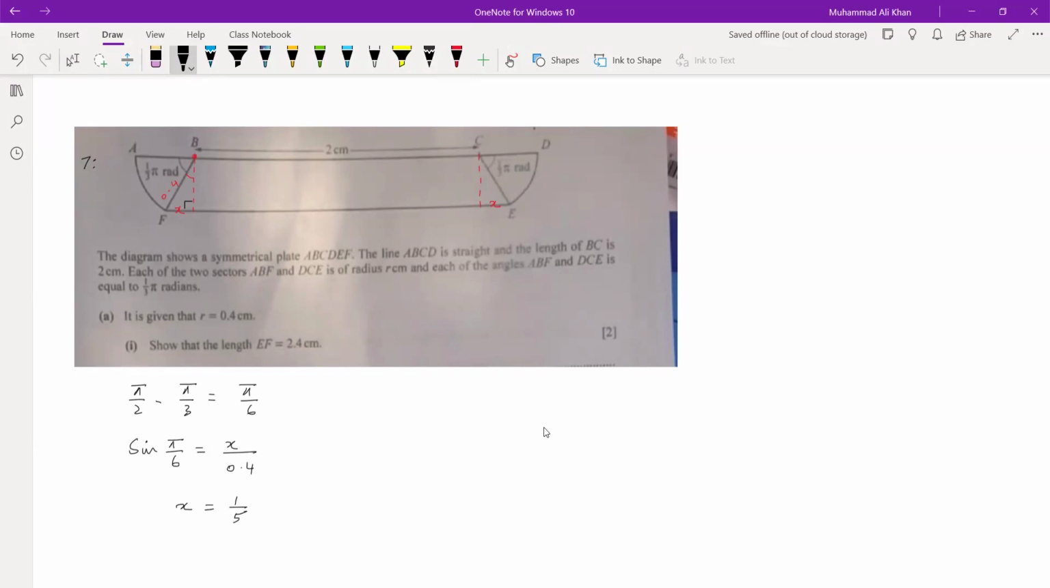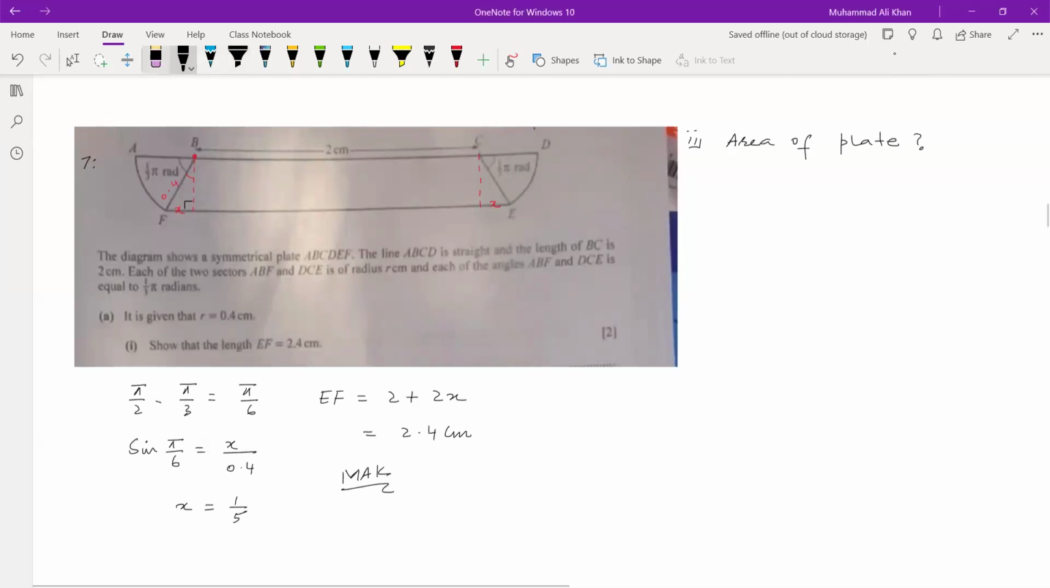Therefore, the length EF is 2 plus 2x, and 2 plus 2x is 2.4 centimeters. This we have to prove in the first part. Now, what we have in the second part of question number 7. The second part is find the area of plate. We have to calculate the area of plate.